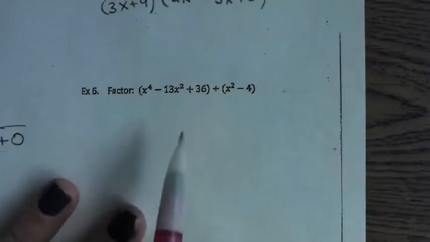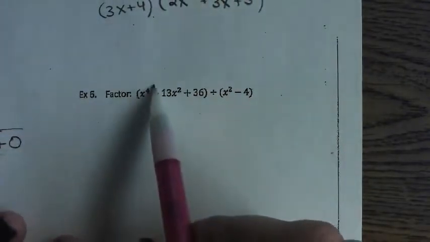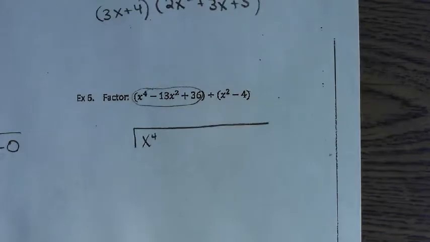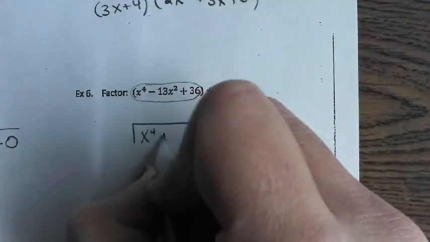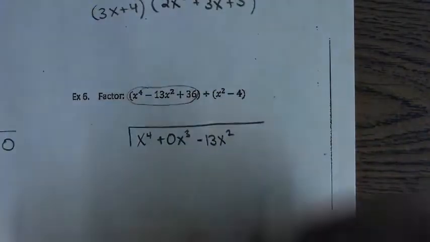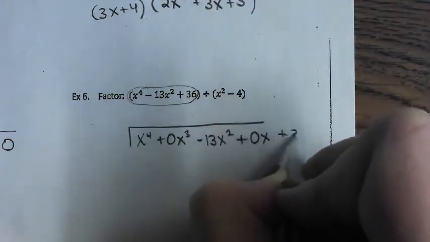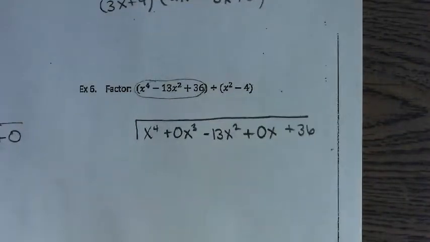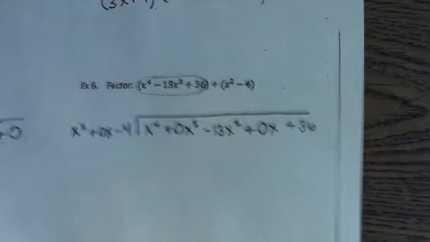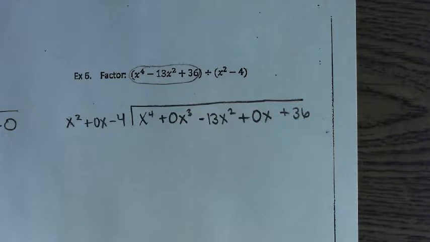If you jump to exercise 6, what's tricky about this one is that we skipped some terms. So when you do this, you have your x to the 4th. Your next term should be 0x cubed, minus 13x squared, plus 0x, plus 36. And your divisor is also missing an x term. So x squared plus 0x minus 4. You want to fill in the gaps so that everything stays lined up.